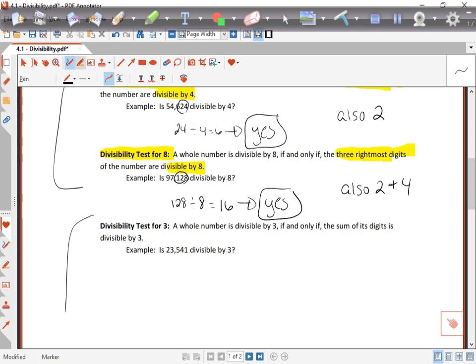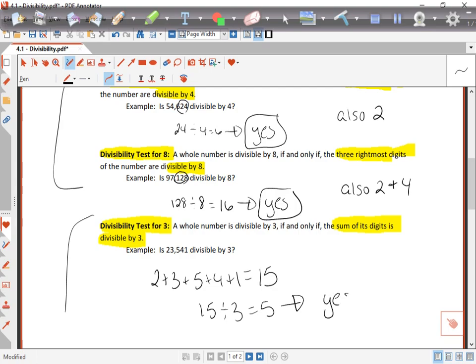Okay, the divisibility test for 3. A number is divisible by 3 if the sum of its digits is divisible by 3. So in this example, we take 23,541 and we'd add the digits, which would give us 15. And 15 is divisible by 3. We'd get 5. Therefore, we'd say yes. It is divisible by 3.